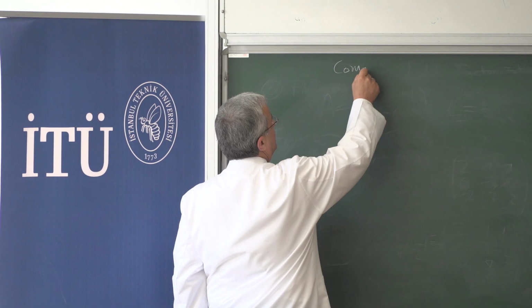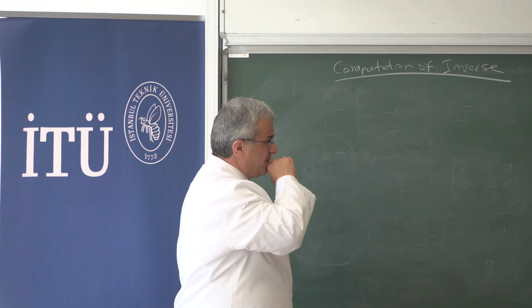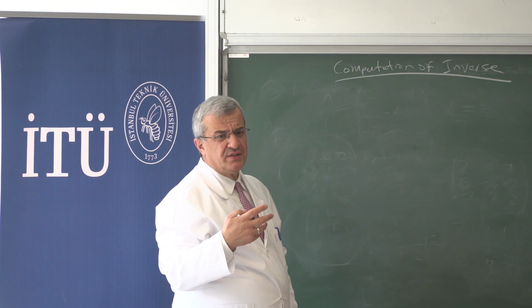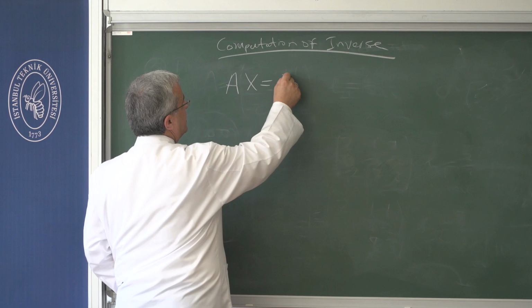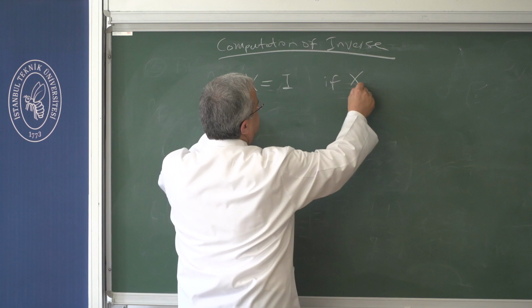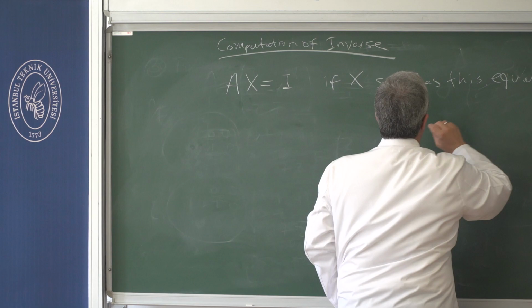Computation of inverse. Last week, we explained that one way to obtain the inverse of a matrix using Gaussian elimination is as follows. You have A times X, and you want to have the identity. This is the definition of inverse. An X that satisfies this equation is, by definition, A inverse, okay?